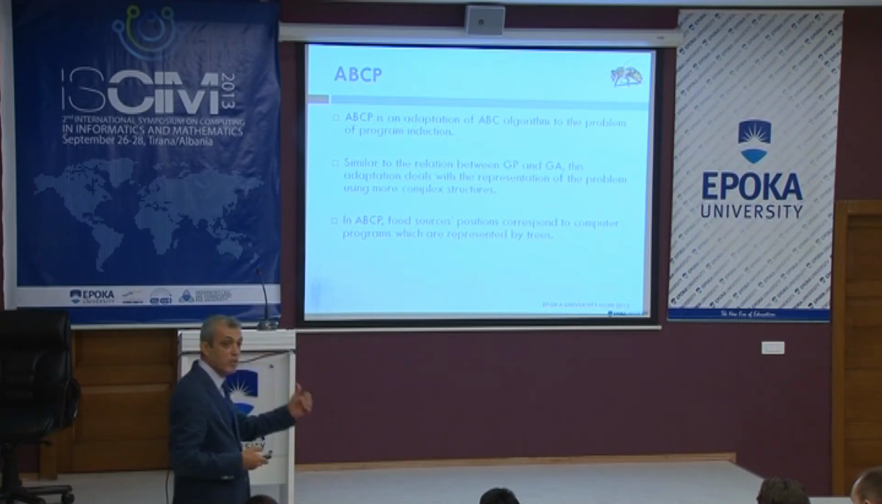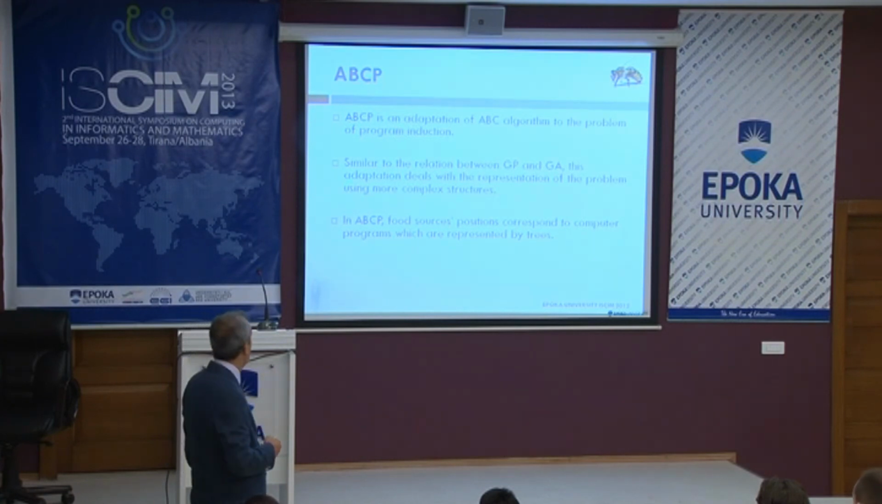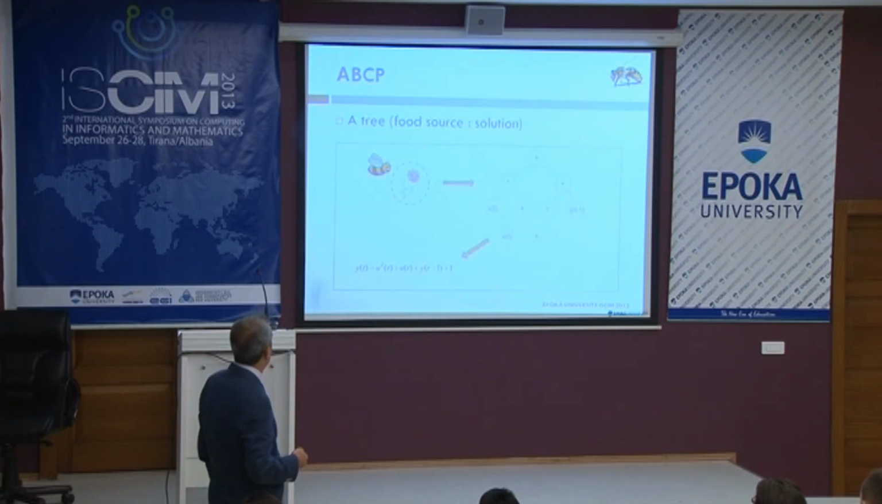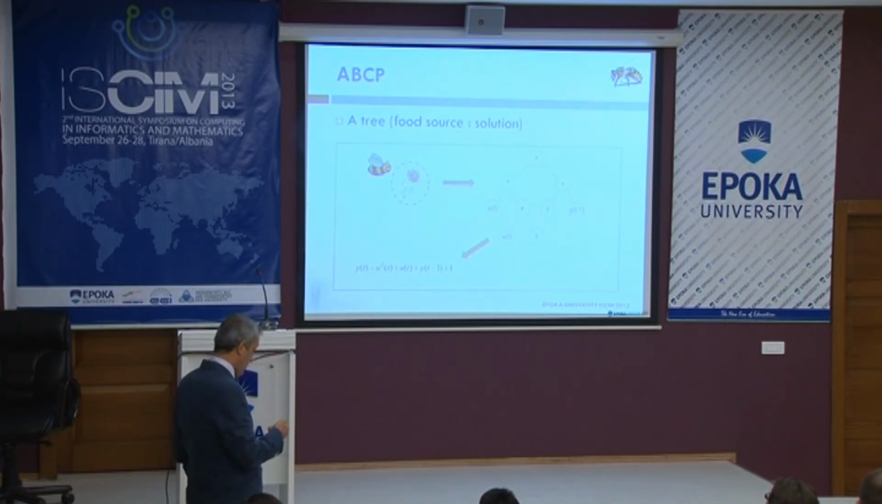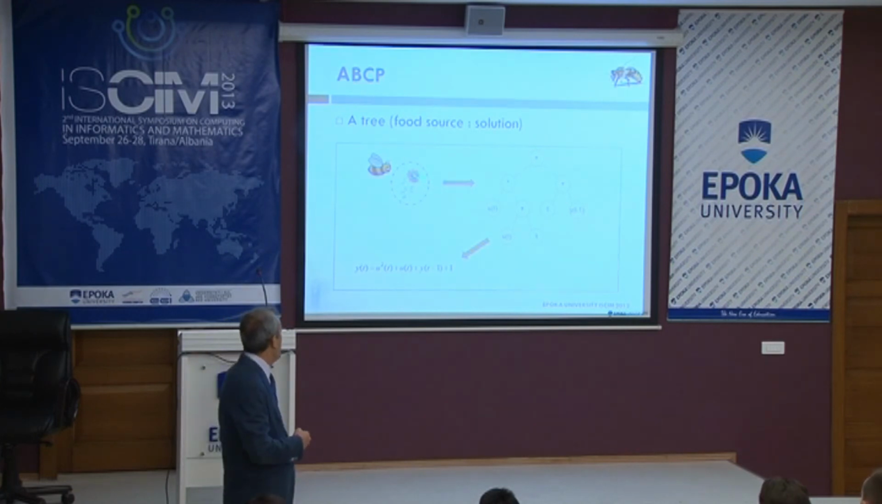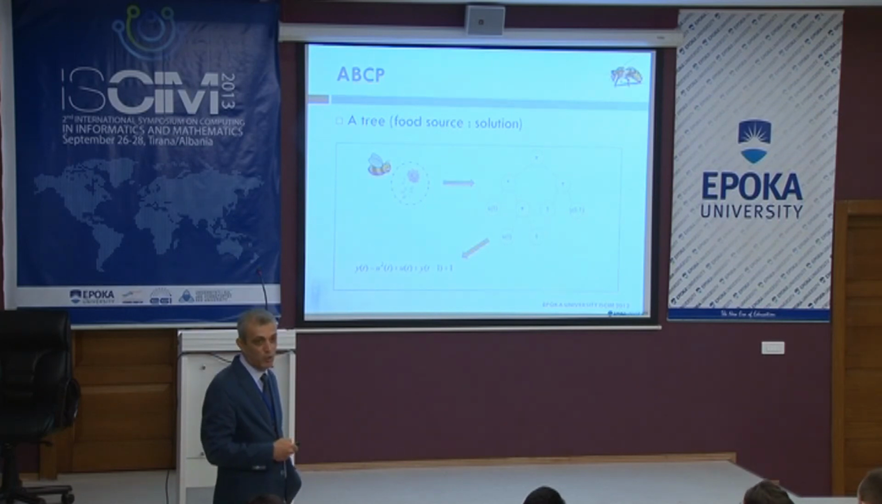ABCP is an adaptation of the ABC algorithm to the problem of program induction. Similar to the relation between GP and GA, this adaptation deals with the representation of the problem using more complex structures. In ABCP, food source positions correspond to computer programs, which are represented by trees. In basic ABC, a food source represents a solution in its string form. In this case, a food source represents a solution in tree form, like this one.